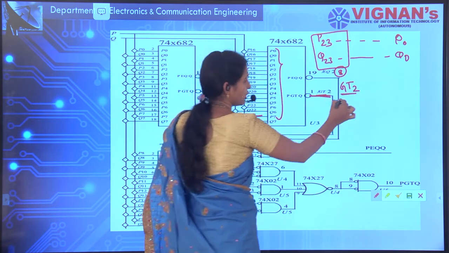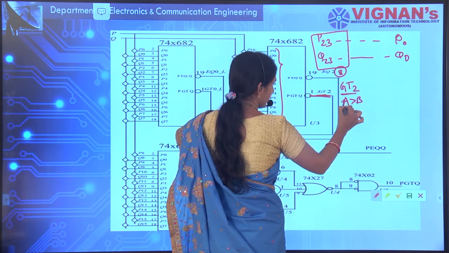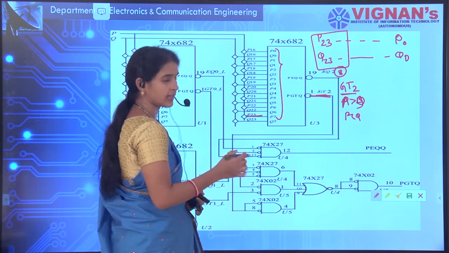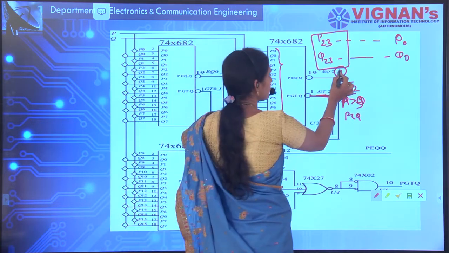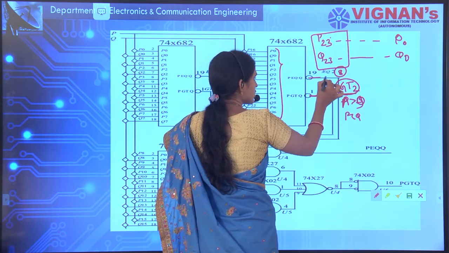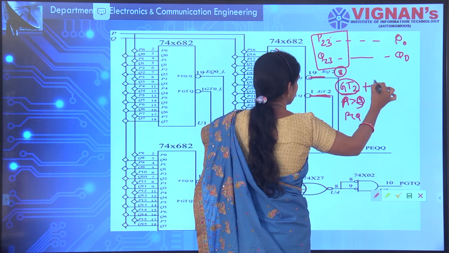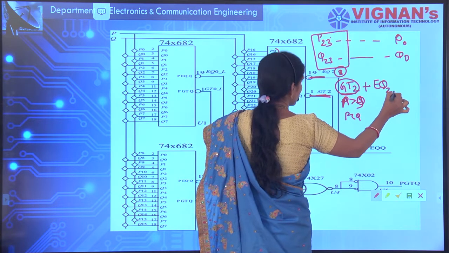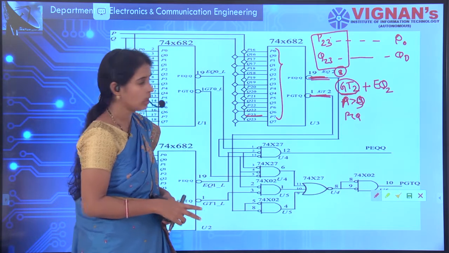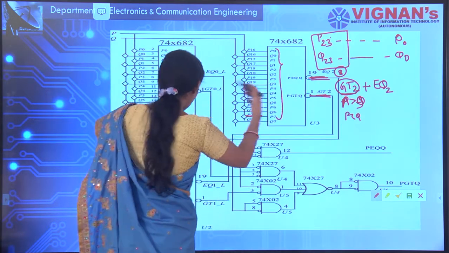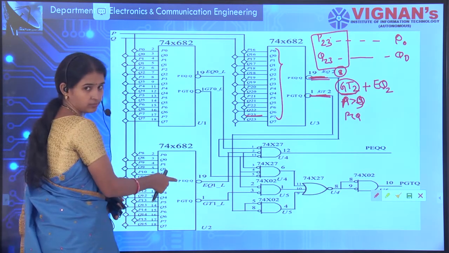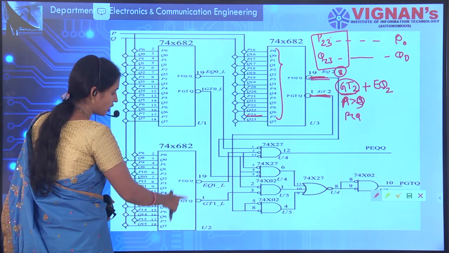A is greater than B. You can tell that A is greater than B, or P is greater than Q. Similarly, suppose P is not greater, that means these are equal. Suppose they are equal, that means EQ2 is 1. They have found that they are equal. What happens? It will check the next lower priority bits.